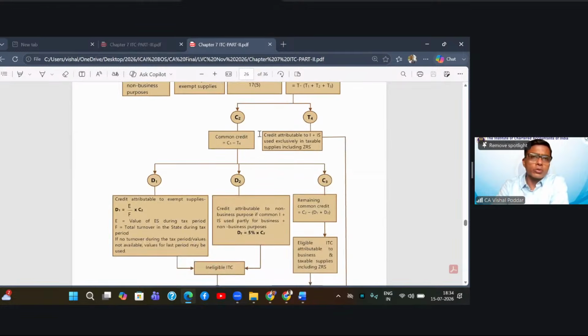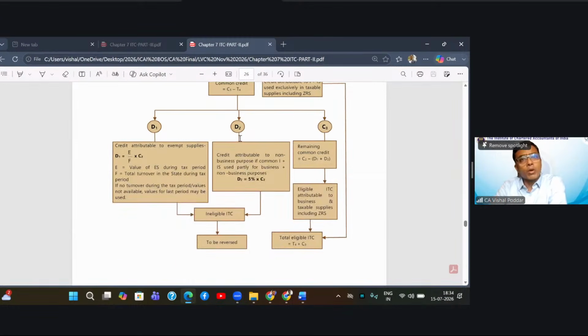So when you remove this also, what is left is C2. C2 is finally your common credit. Now, what does common credit represent? From your P&L debit side, you have removed those items which are exclusively non-business, exclusively for exempt, and exclusively for taxable. Now the balance items on your P&L debit side are the ones which are common expenses used commonly for the business. Now in this, you will have to make two reversals, or you have to find out two amounts which will be reversed, that is D1 and D2.